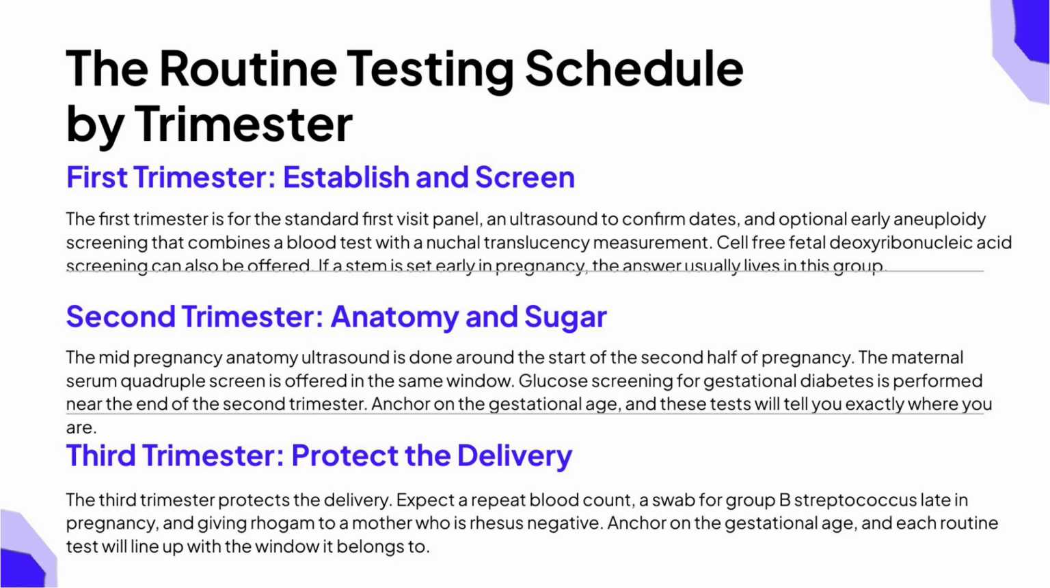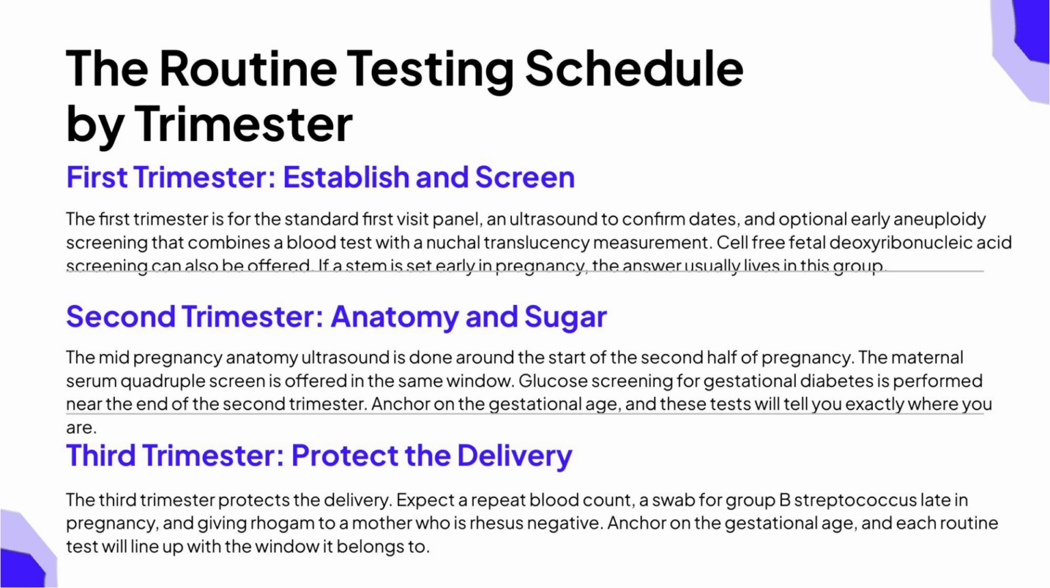In the second trimester, think anatomy and sugar. The detailed anatomy ultrasound is performed around the start of the second half of pregnancy. The maternal serum quadruple screen is offered in the same window, and glucose screening for gestational diabetes comes near the end of the second trimester.